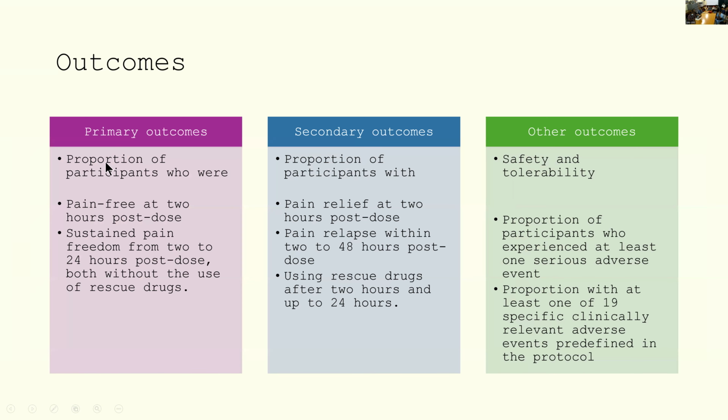So what were the outcomes? The proportion of participants who were pain-free at 2 hours, and sustained pain freedom at 24 hours. The secondary outcome was the proportion of patients who had pain relief at 2 hours post-dose. Pain relief means if they had severe headache, it became moderate or mild headache. Or they had a pain relapse within the first 48 hours, or they needed to use any rescue drug. Other outcomes they looked at were safety and tolerability, then the proportion of participants who experienced at least one serious adverse event.